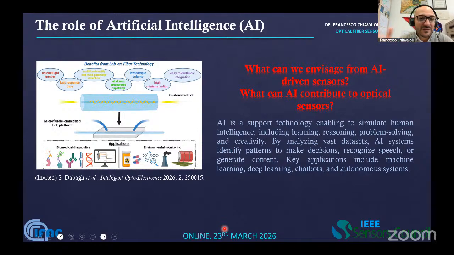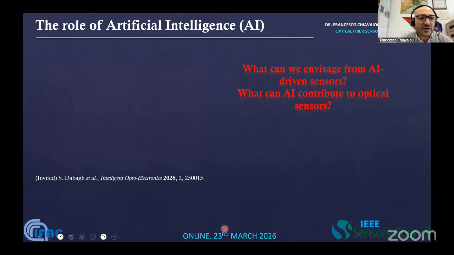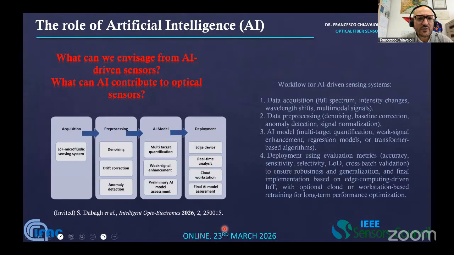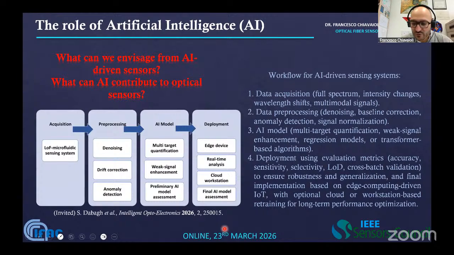But where this technology can help a lot is in data analysis and data processing. So it can analyze vast data sets, identify patterns quite easily, make decisions, recognize speech, or generate content. And this is based on deep learning technology and different types of algorithms. So in general, we create a kind of workflow for applying AI to optical sensing systems.